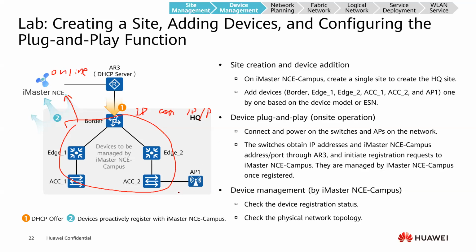And in this step, you can add the AP as well by using the model or using the ESN. But till now, the AP is not online on the controller because the AP is managed by the AC, right? But now you have not deployed the ACs. So after you deploy the native ACs, the APs can go online. So at this time, you can add the APs or not add them. It's okay.